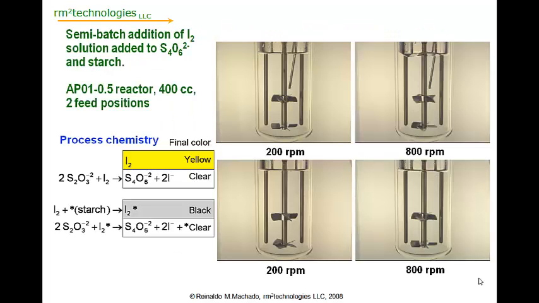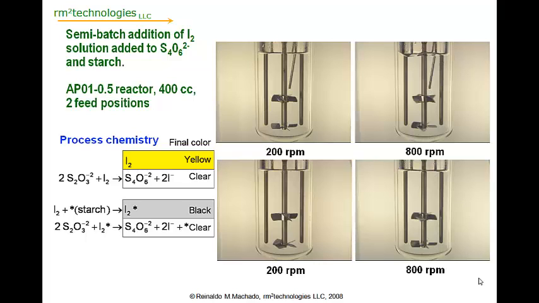To visualize what's actually happening in a fast reaction, we're going to add iodine as a semi-batch feed to an aqueous solution of thiosulfate and starch. The iodine solution is yellow. As iodine reacts with thiosulfate, it becomes a clear solution. However, iodine can also react with the starch to become a black solution. Eventually, the absorbed iodine and starch will react with the thiosulfate to become sulfate and become clear.